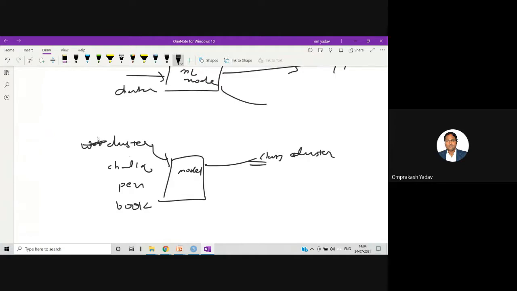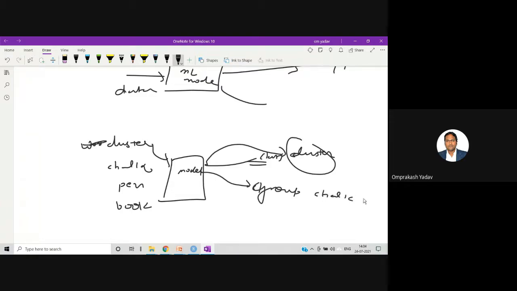Now tomorrow, if any duster is given as an input to this model, it will put that duster in this cluster, in this group. Similarly, if we give the chalk, it will try to make out certain features and patterns of the chalk, and if it does not belong to this particular cluster, it will make a new group or cluster, and it will put the chalk over here.